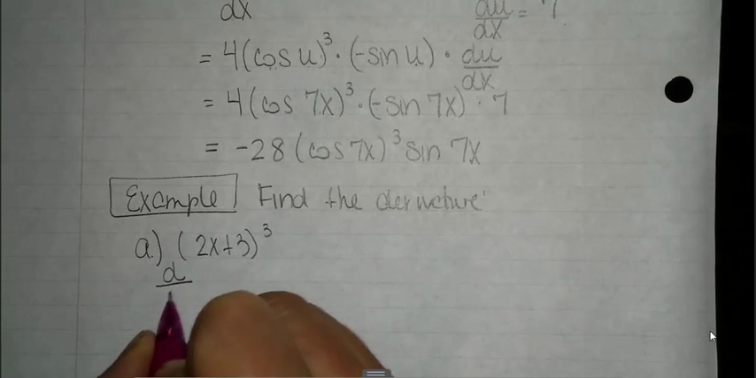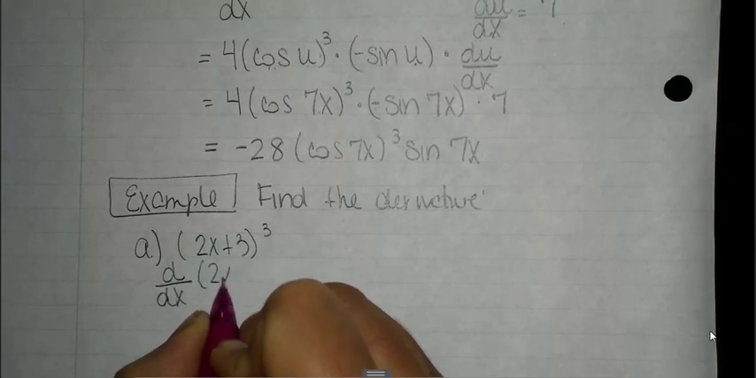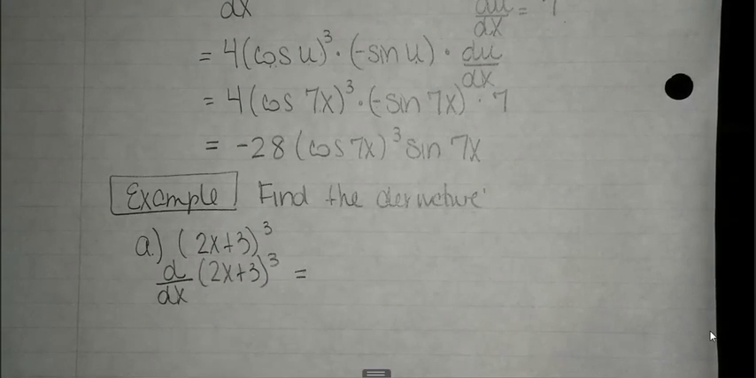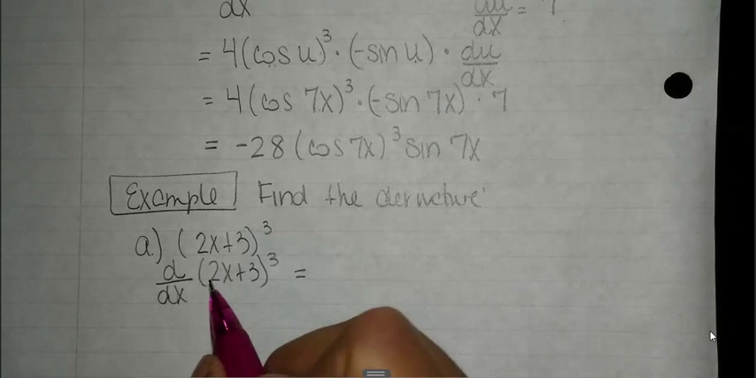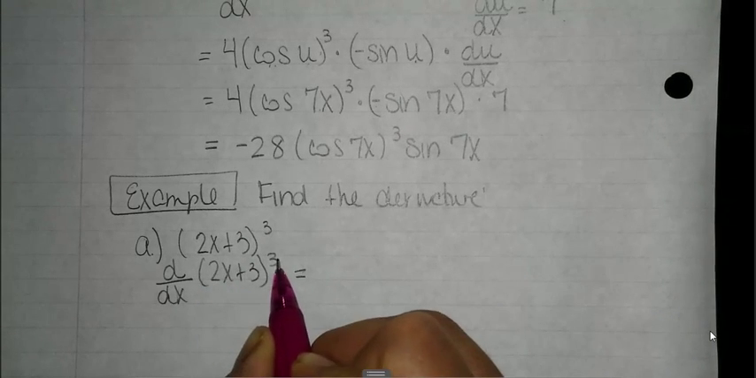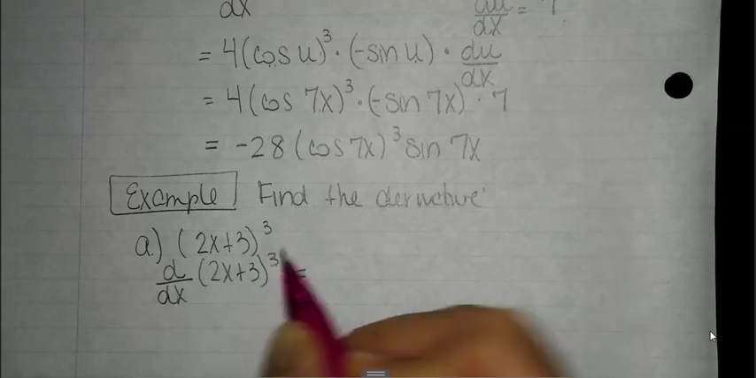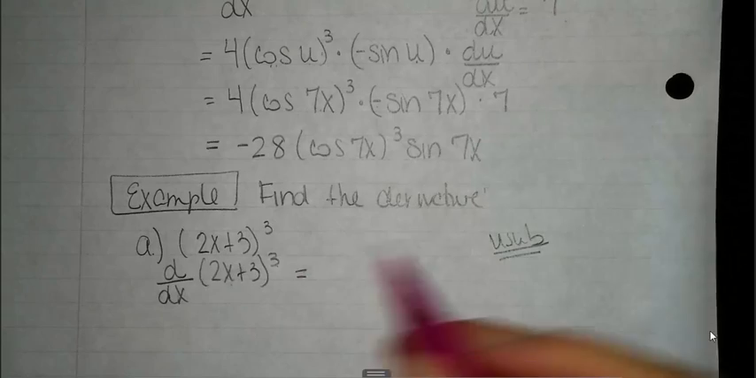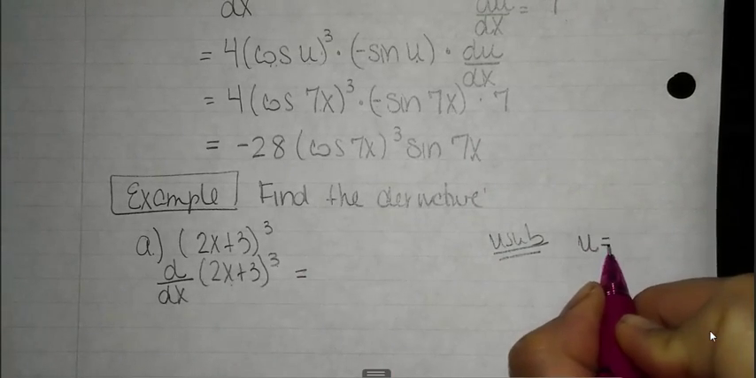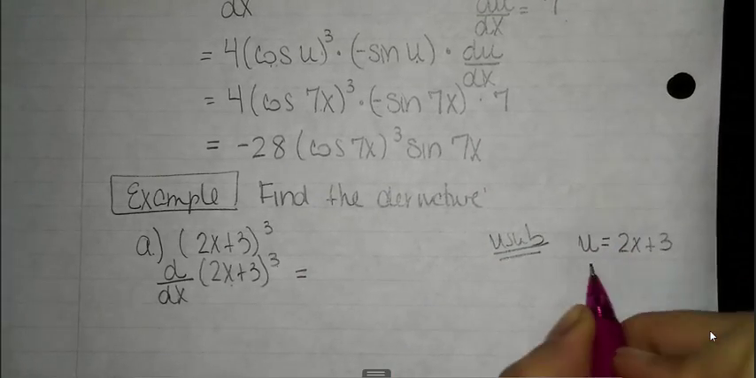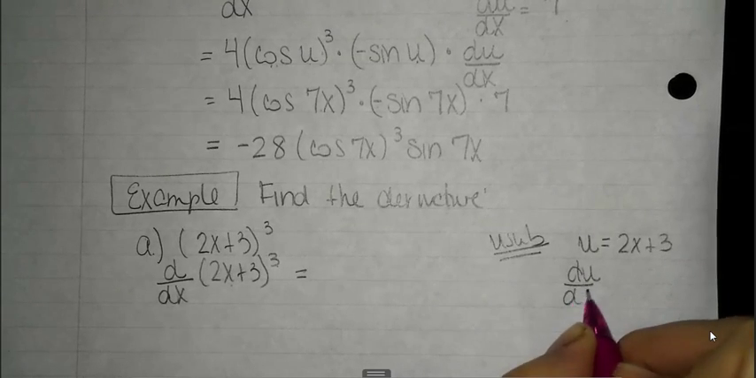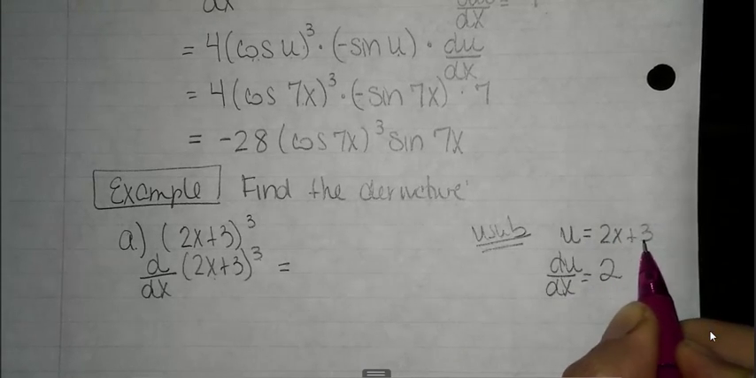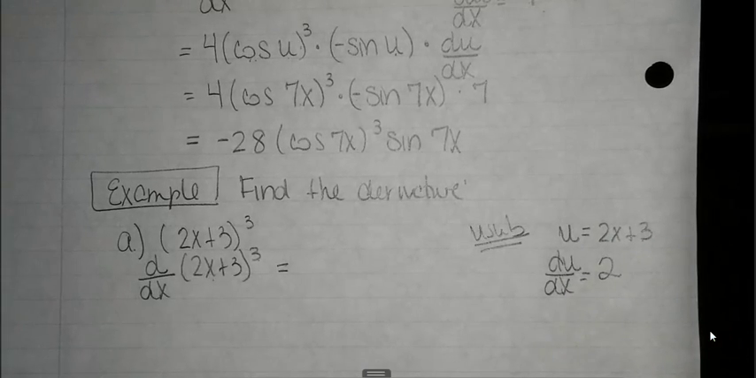So the derivative with respect to x of 2x plus 3 to the third power. So ask yourself, what's my outside function? What's my inside function? So right now I see my outside function is something raised to the third power. So if you wanted to use u sub, what you could say to yourself is, let this inside function be u. Then the derivative of u with respect to x, well, the derivative of 2x is 2. The derivative of a constant is 0, so it would just be that.